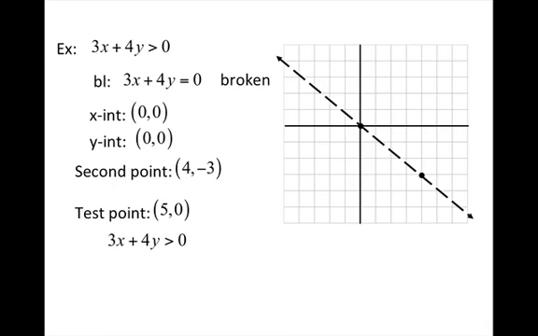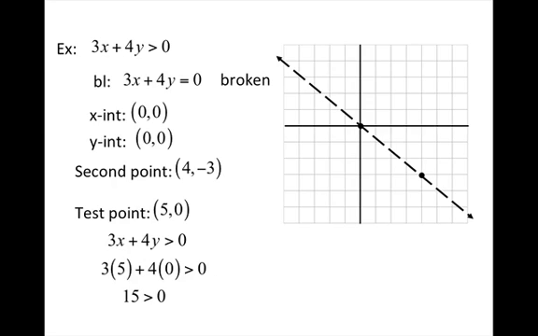So go back to the original inequality, 3x plus 4y is greater than 0. Plug a 5 in for x and a 0 in for y. And if I do this, 3 times 5 is 15, and 4 times 0 is 0. 0 plus 15 just gives me 15. So I have 15 is greater than 0.